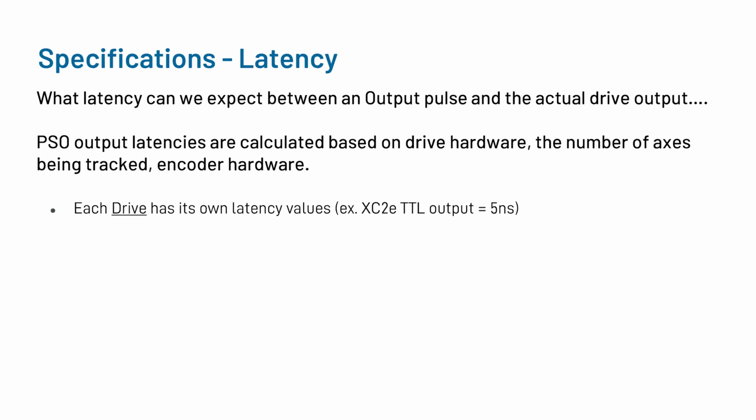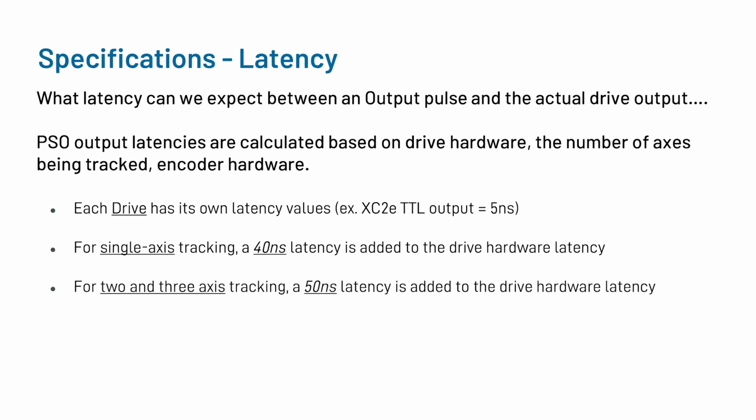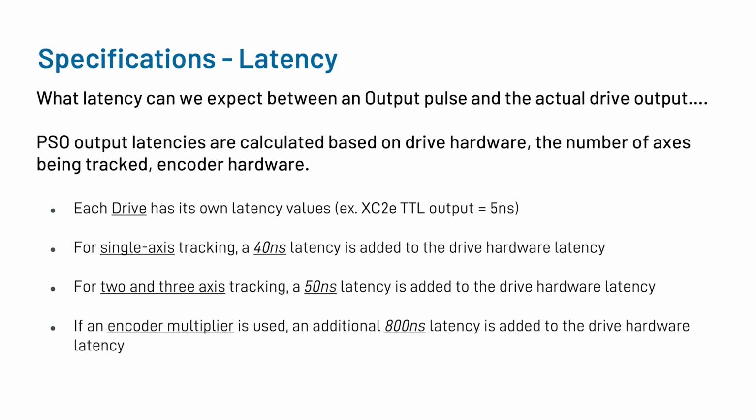In the case of the individual drive latencies, you'll just have to look in your drive's hardware manual. For our XC2E example, though, the TTL output provides a 5 nanosecond latency. For single axis tracking, the added latency is plus 40 nanoseconds. Dual and triple axis PSO has then a 50 nanosecond latency. Finally, if you're using an encoder multiplier, this adds another 800 nanoseconds of latency to the calculation.